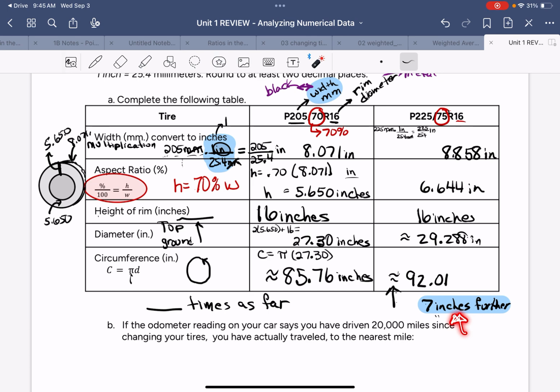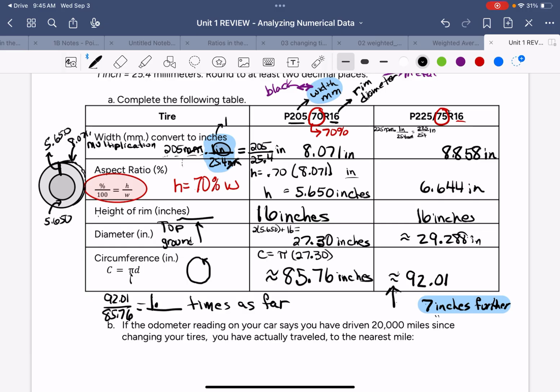Well, that's a lot of work. You can do it, but you got to go through a lot of work. So instead, what we're going to do is say 92.01 over 85.76. I want to get that ratio because that compares it and tells us how many times as far, and then we can use that to make all kinds of comparisons.